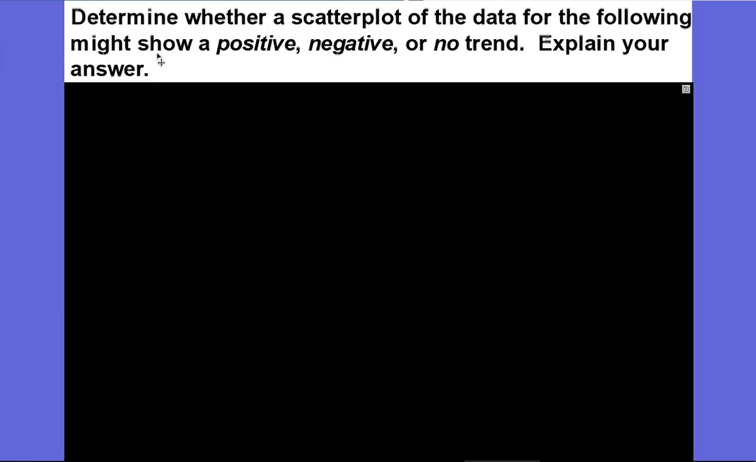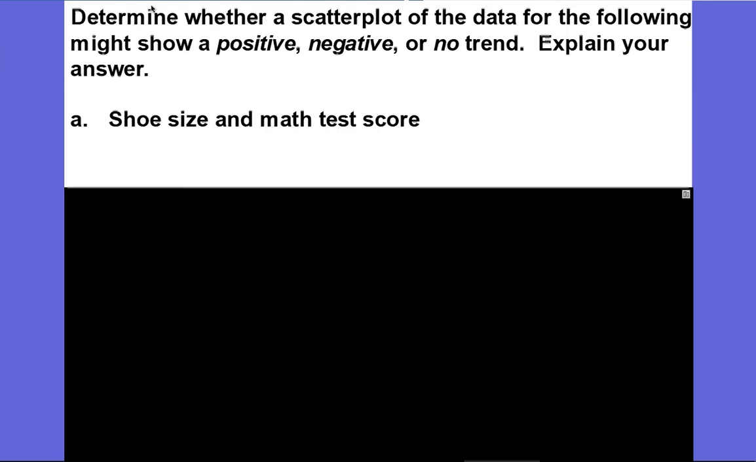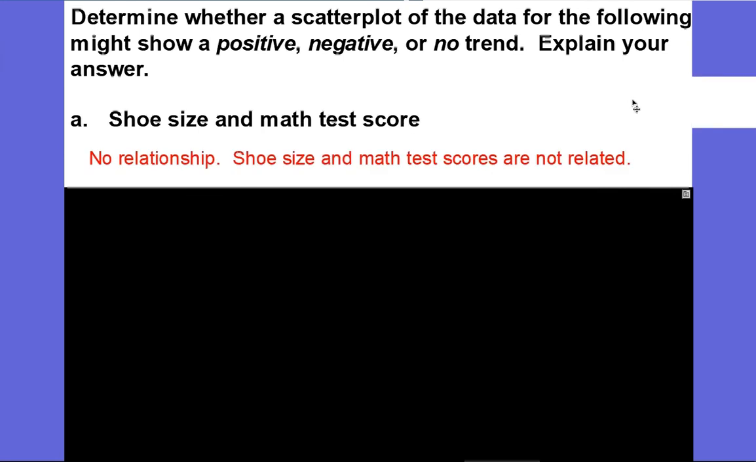Underneath that, just a couple examples for you to have. It says determine whether a scatterplot of the data for the following might show a positive, negative, or no trend, meaning correlation, and then explain your answer. For the first one, it says a shoe size and math test score. Well, that's pretty straightforward. That's no relationship. The shoe size and math test score are not related.